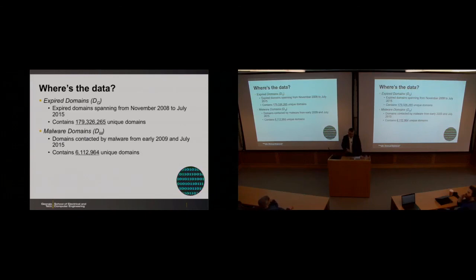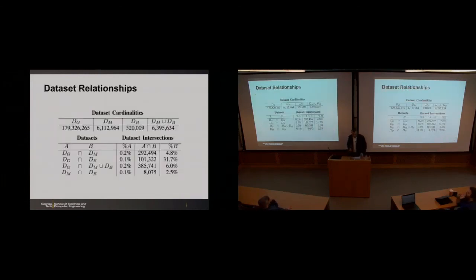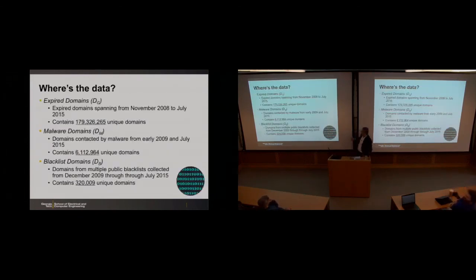Yes, the supporting evidence is here. So we took 180 million unique domain names that expired over the last half a decade. Actually more, I think, since 2008. Almost a decade. And we had roughly 30 million samples analyzed between 2009 and 2015 that gave us 6 million unique domain names that were queried by malware. And we had all the public blacklist data since 2009 that gave us roughly 320,000 domain names.